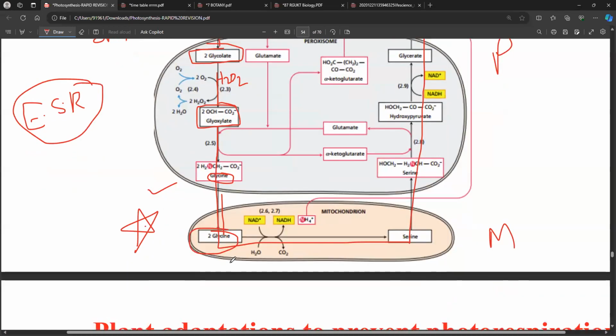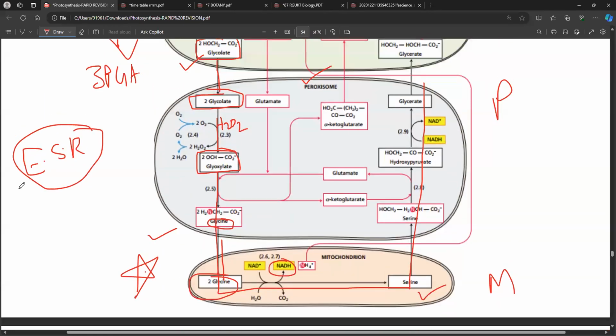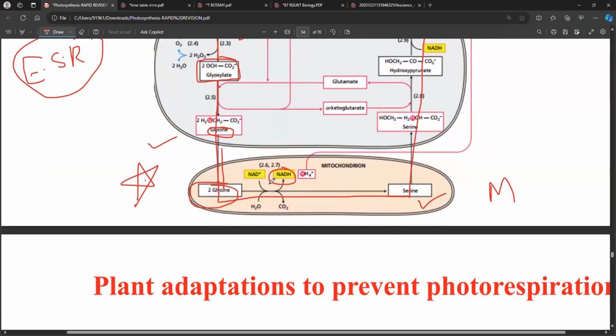But you see here, glycine is converting into serine. Surprisingly, we are gaining the energy. But I have told you just now, we have to spend energy. But you see this, we gained energy here. Just remember this. When the glycine is converting into serine, NAD+ is converted to NADH. So reduction happened, energy got produced, and there is a release of ammonia.